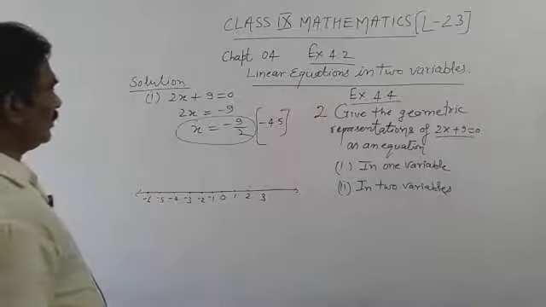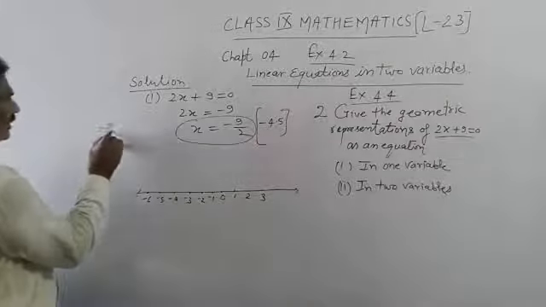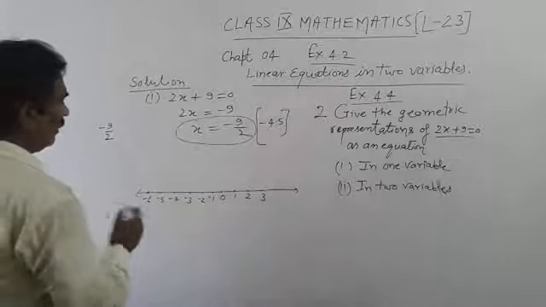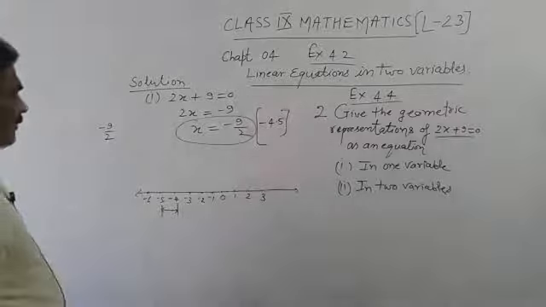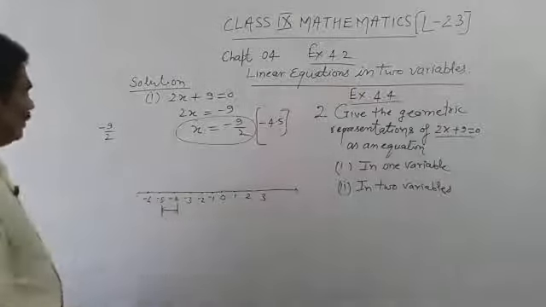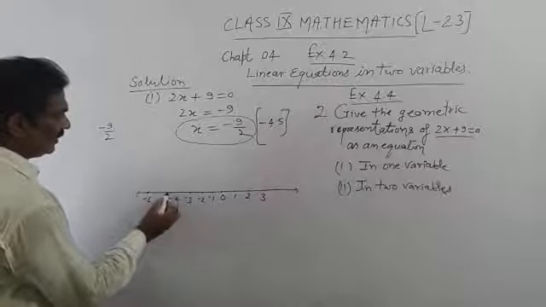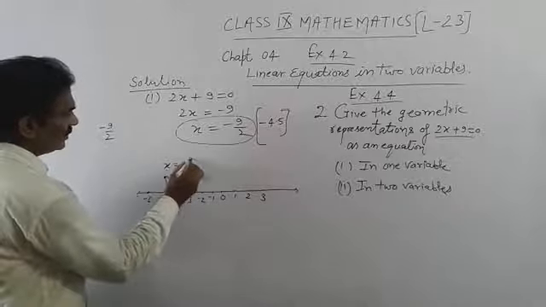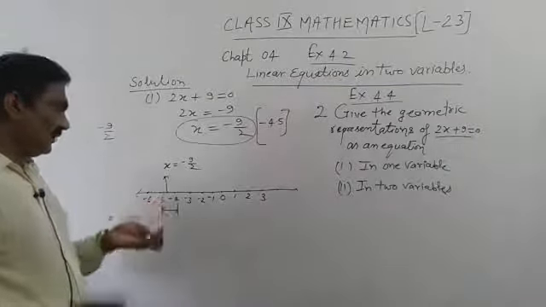Students, we want to draw minus 9 upon 2. That is, minus 9 upon 2 point will lie between minus 4 and minus 5. Students, this point will lie between minus 4 and minus 5. It is simple: between minus 4 and minus 5, you can take the middle point as x is equal to minus 9 upon 2, which is exactly between minus 4 and minus 5.